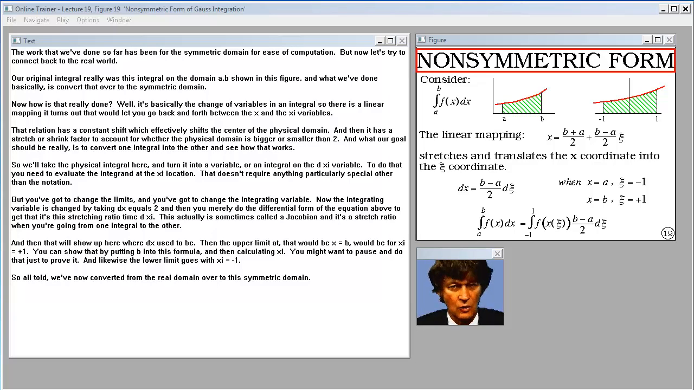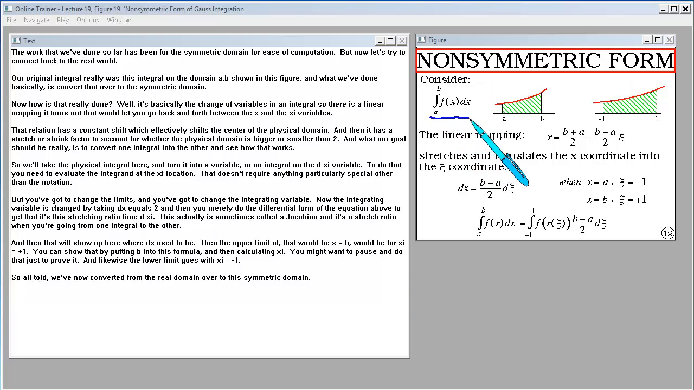The work that we've done so far has been for the symmetric domain for ease of computation. But now let's try to connect back to the real world. Our original integral really was this integral on the domain AB, shown in this figure, and what we've done basically is convert that over to the symmetric domain. Now, how is that really done? Well, it's basically the change of variables in an integral.